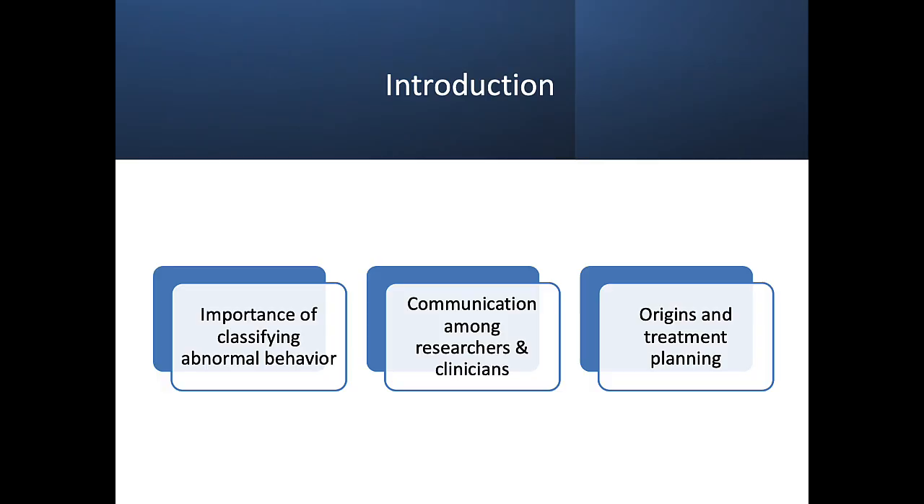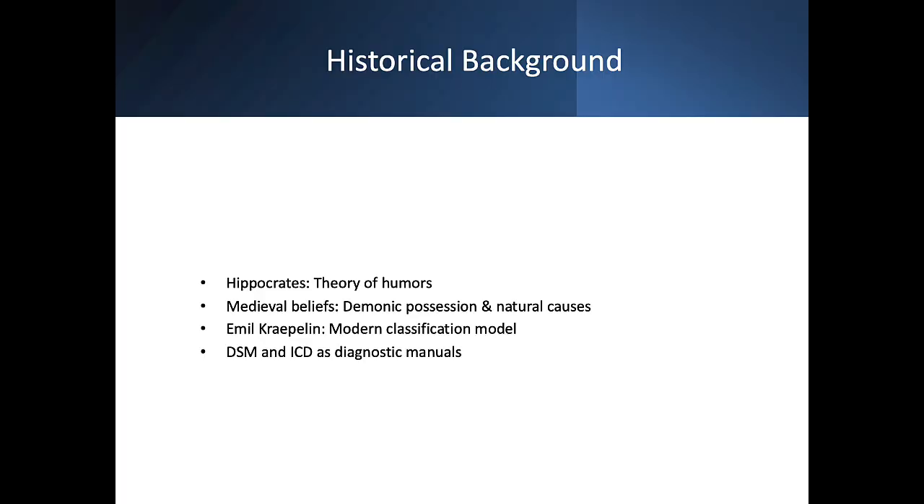system. For centuries, people have tried to classify abnormal behaviors, from Hippocrates' theory of humors to medieval beliefs in demonic possession and natural causes. But the first modern, comprehensive classification model came from the 19th century German physician Emil Kraepelin, and today's most widely used system, the Diagnostic and Statistical Manual of Mental Disorders, or DSM, is largely an extension of his work. The DSM, published by the American Psychiatric Association, was first introduced in 1952, and its latest version, the DSM-5, came out in 2013.